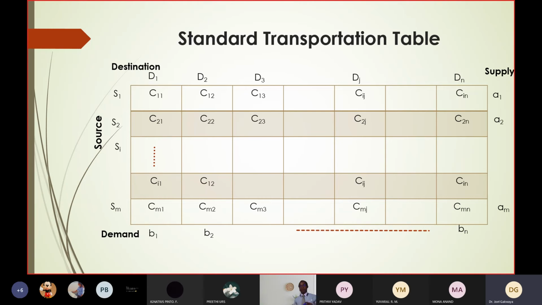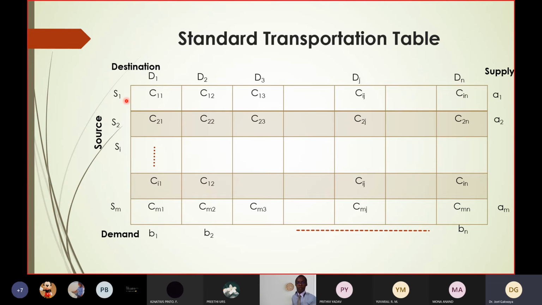This is a standard transportation problem table, where, as you can see, all the rows from S1 to A1 on this side stand for the source. These are going to be the source. As you can see, these are the cells. Every cell contains the cost. Okay, every cell contains the cost of transportation.